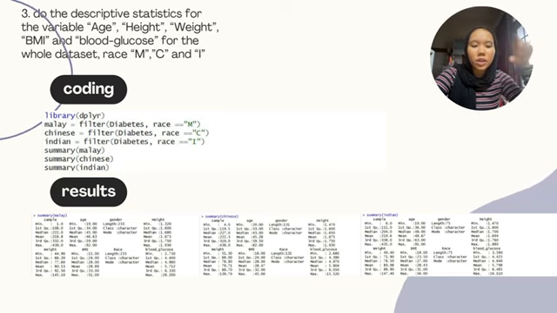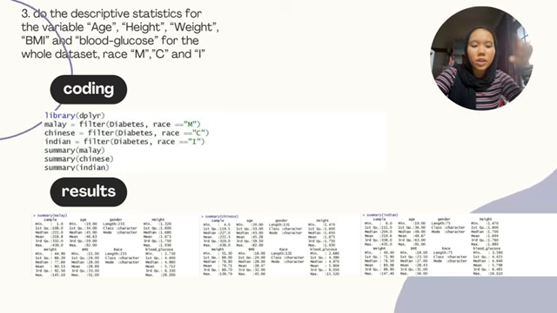Hi, so this question asks us to identify the correlation of blood glucose against age, height, weight, and BMI, and asks us to plot a graph for each. So the code par(mfrow = c(1,1)) will set the plotting layout to 1 by 1 row and column.